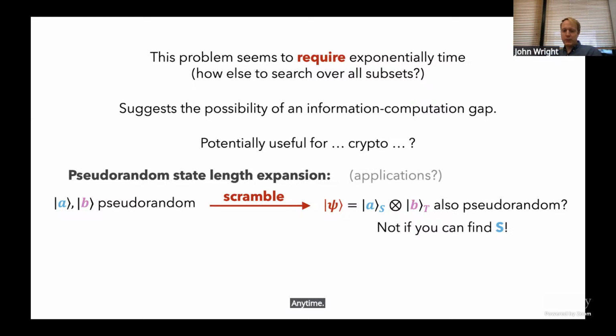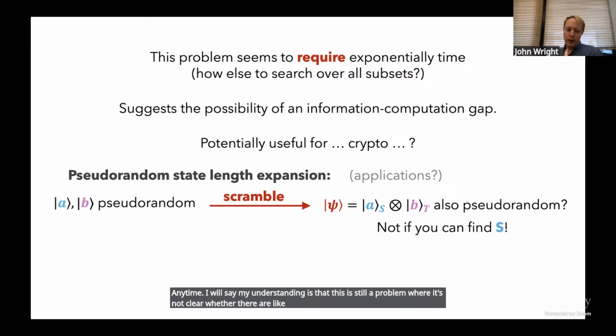I will say my understanding is that this is still a problem where it's not clear whether there are true applications, even if you could design a pseudorandom state length expander. Maybe someone will correct me if I'm wrong, but my understanding is that it's still a primitive people are trying to understand and construct, but I think there are no concrete known applications if you were to get some sort of pseudorandom state expander.